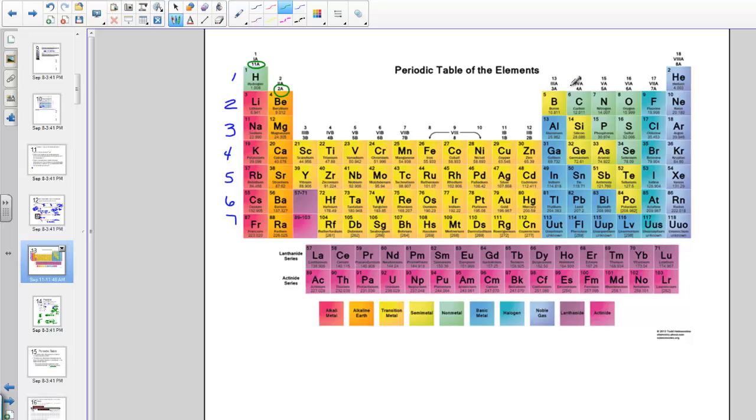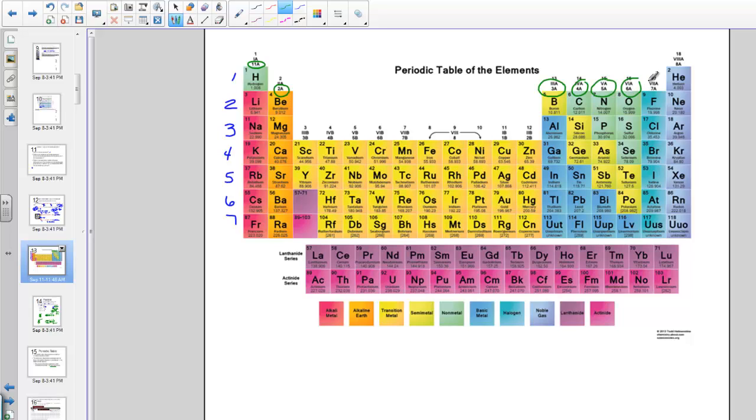Keep going to the representative elements. Everyone in this third tall column, group 3A, has 3 valence electrons. Carbon's family has 4 valence electrons. Nitrogen's family, 5 valence electrons.